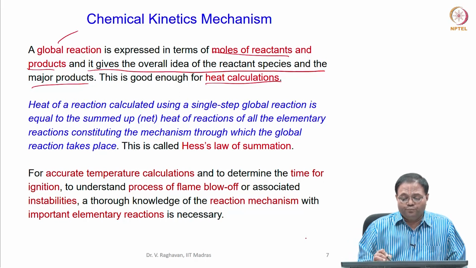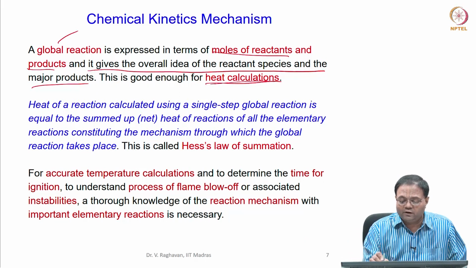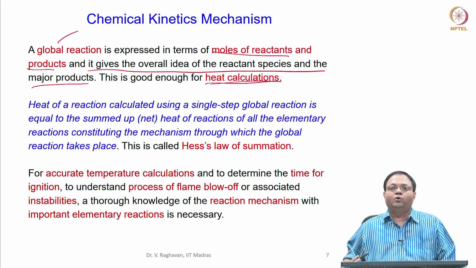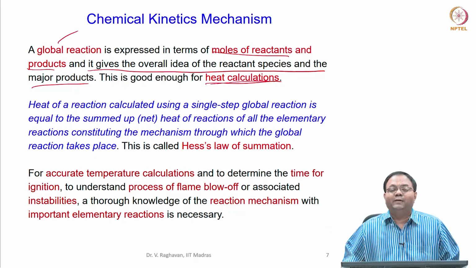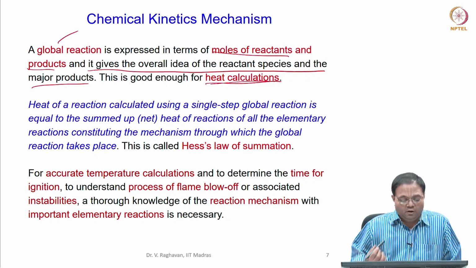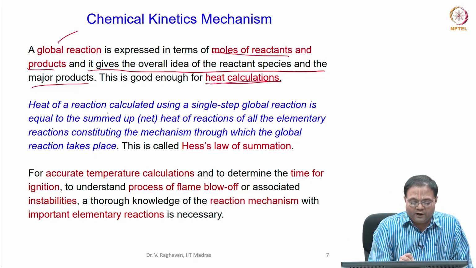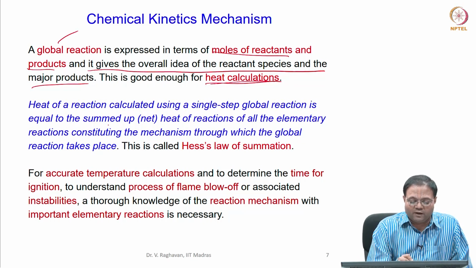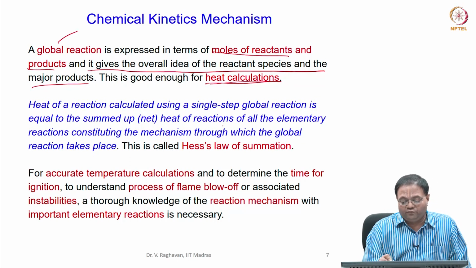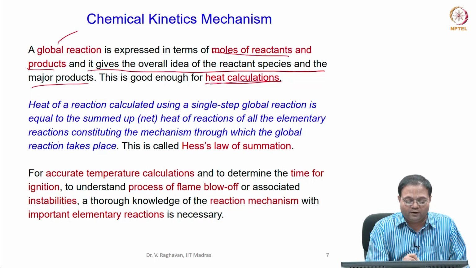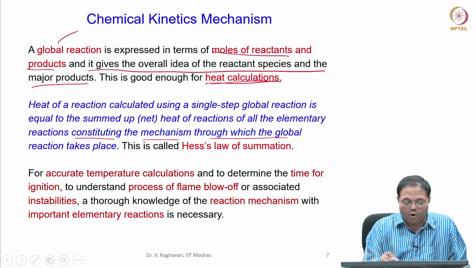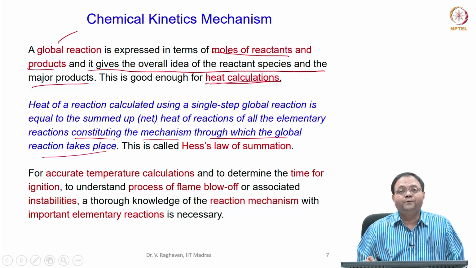Okay. Now how can you say that for heat calculation only one step is enough when, say, 400 or 500 steps are going to be involved in giving the mechanism of the entire reaction? Because the heat of a reaction calculated using a single step global reaction is equal to the summed up or the net heat of reactions of all the elementary reactions constituting the mechanism through which the global reaction takes place.